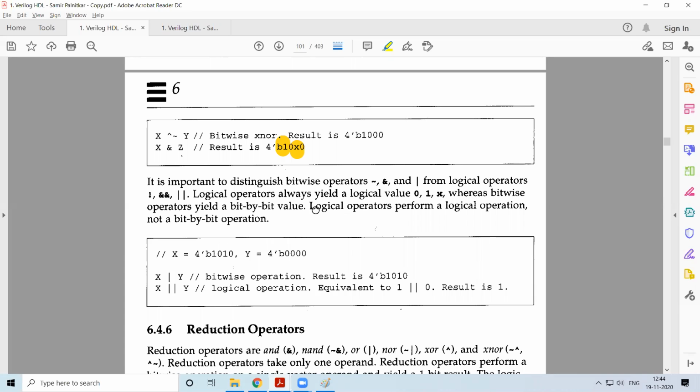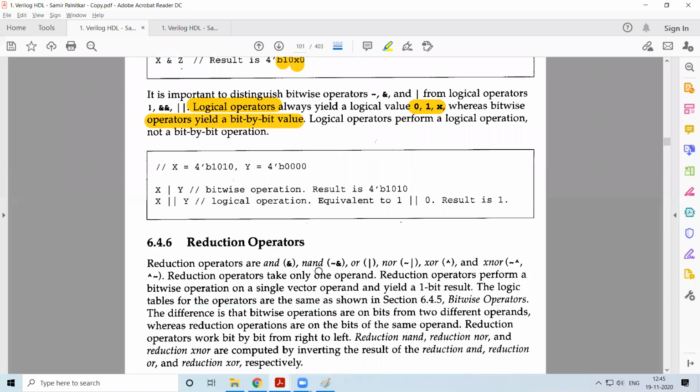These are a few examples related to these things. Another thing to note is that logical operators can have three possible values: 0, 1, or X. They are performed based on the operands, whether they are non-zero or zero. But in bitwise operations, bit by bit evaluation is done. So they have given an example over here of how these two are different.